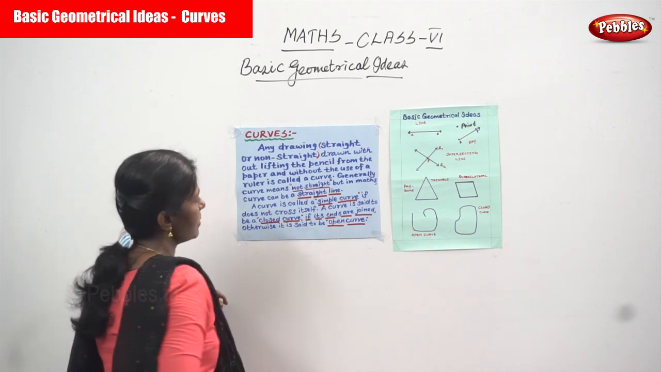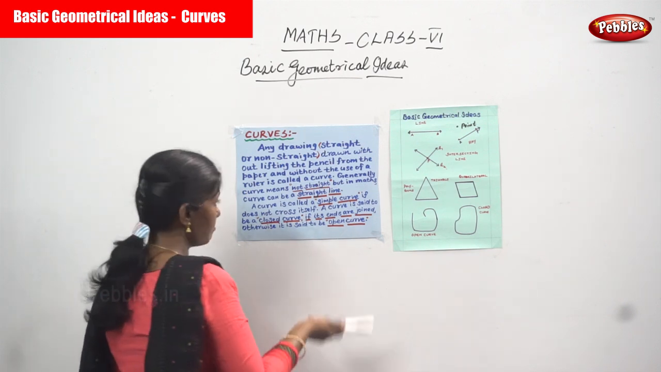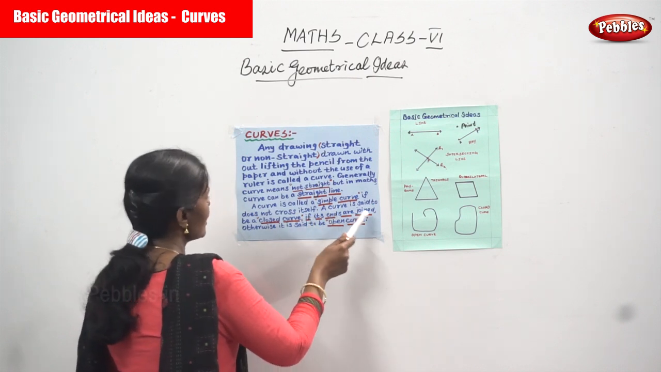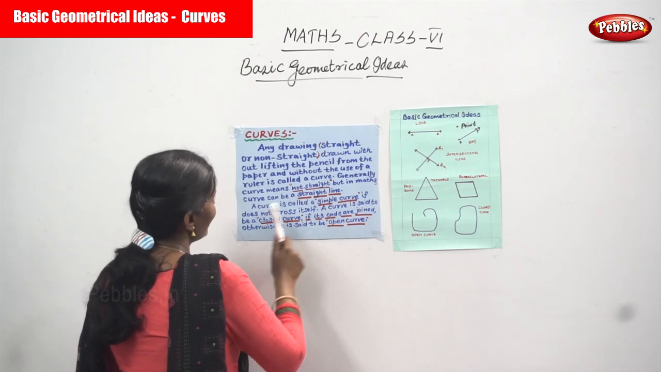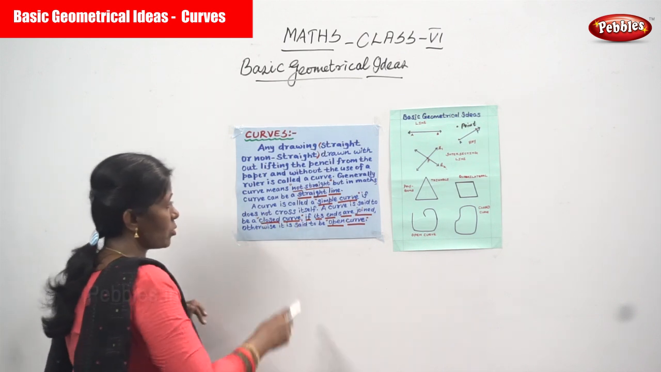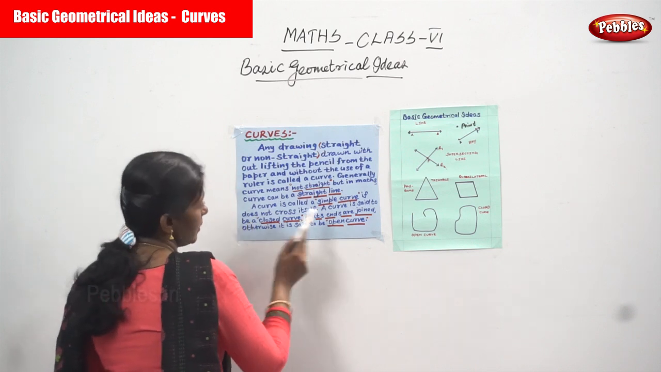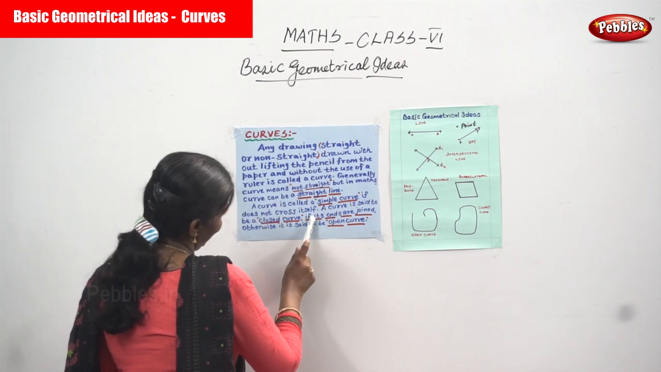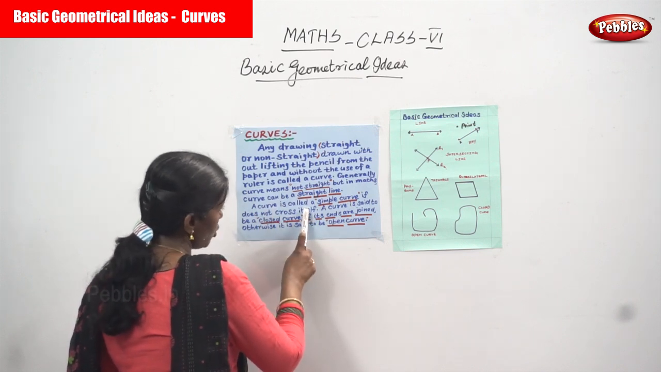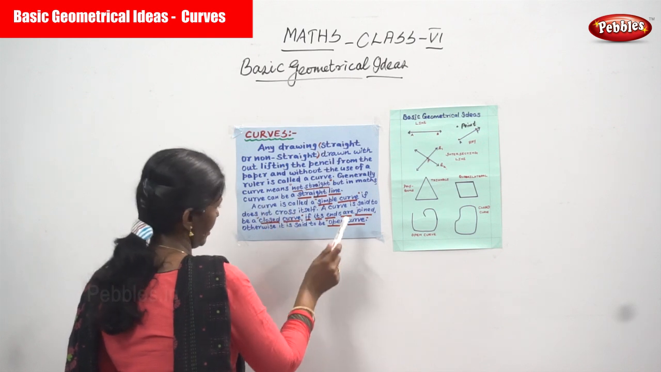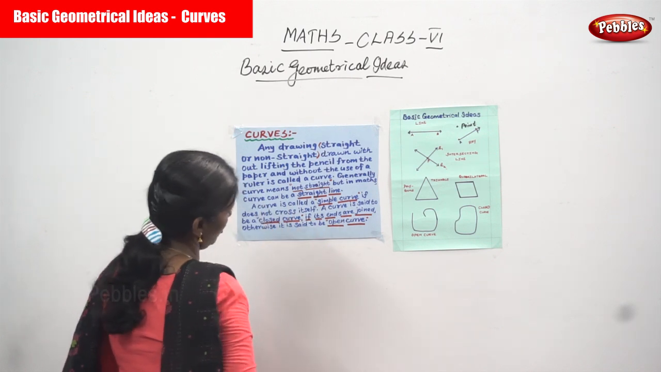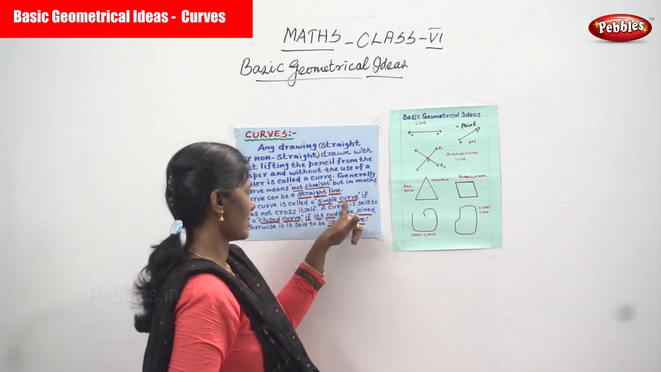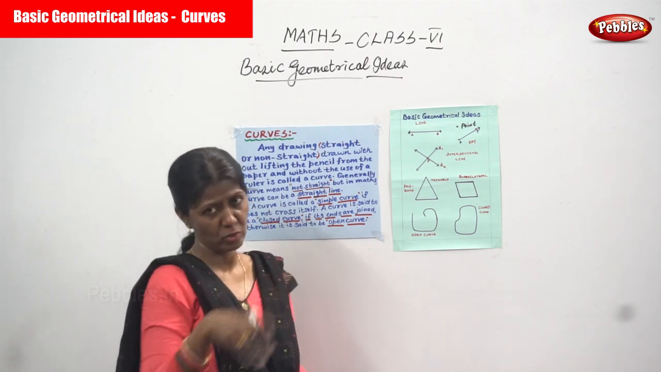A curve is called a simple curve if it does not cross itself. A curve is said to be a closed curve if it does not cross itself. Okay, a curve is called a simple curve if it does not cross itself. One more name for a curve is simple curve, if it does not cross itself.